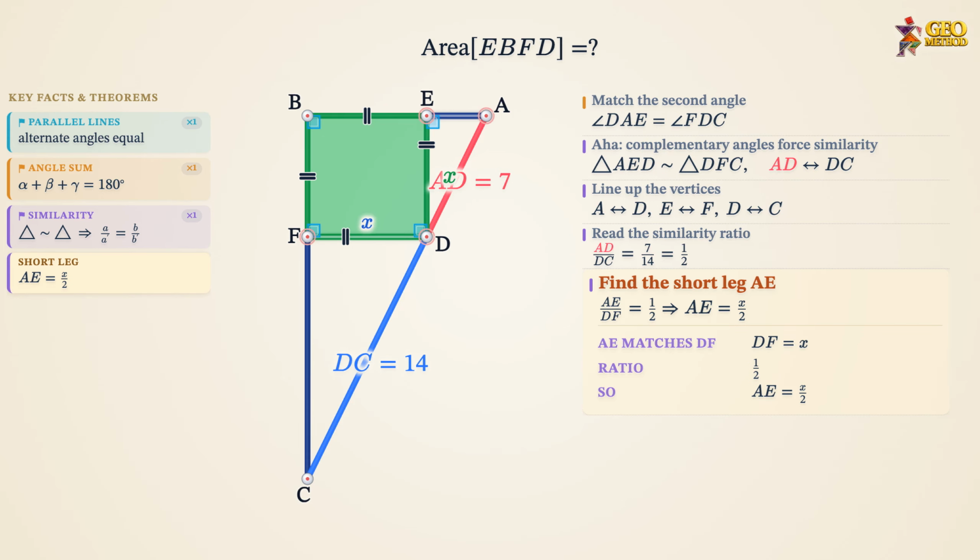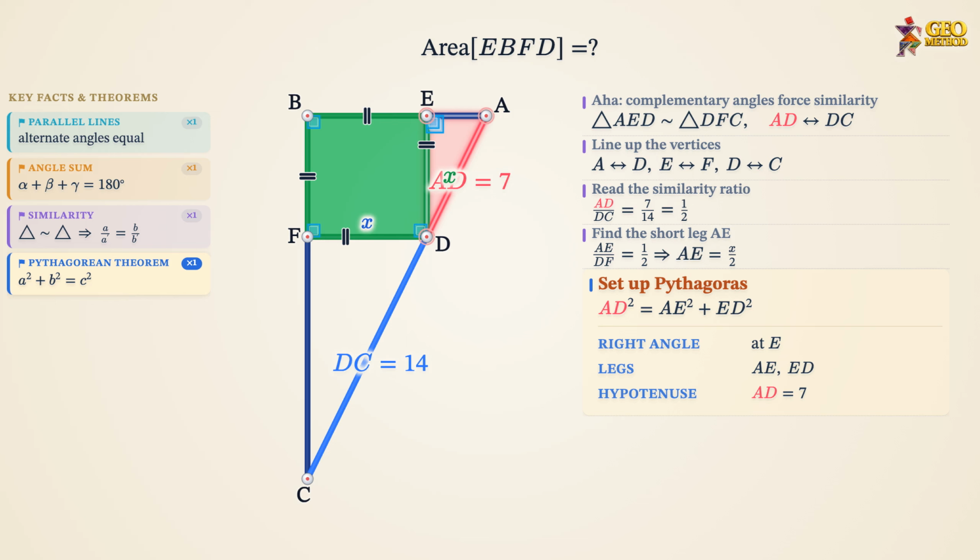Side AE in the right-hand triangle matches side DF in the bottom triangle, and segment DF is just the square's side X. Applying the 1 to 2 ratio, segment AE equals 1/2 of X. That is the last unknown we needed in the right-hand triangle. Triangle AED is right-angled at E, so the Pythagorean theorem applies. The hypotenuse segment AD squared equals leg segment AE squared plus leg segment ED squared. Remember, segment ED is a full side of the square, so segment ED equals X.